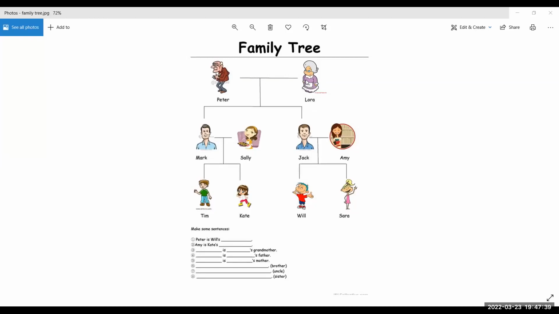We have Peter and Lara. Then we have Mark and Sally. Then we have Jack and Amy. Notice how the lines are separate for them, right? Notice that the lines go to only two. And then Mark and Sally have some lines going down to Tim and Kate. Jack and Amy, there's a line going on to Will and Sarah. Okay, so explain this family tree to me.